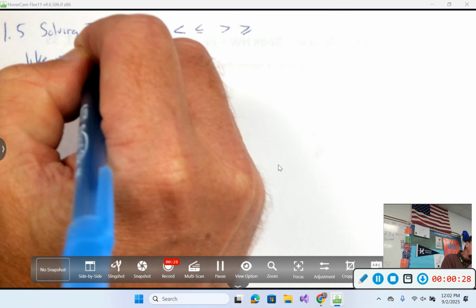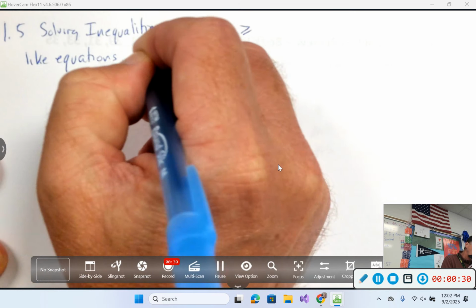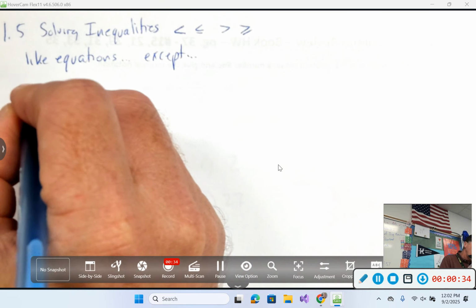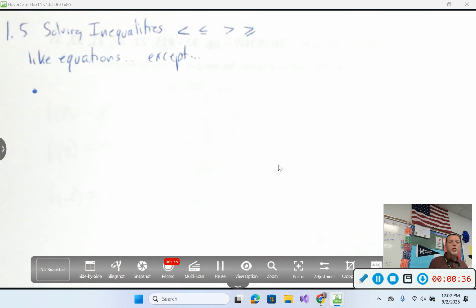It's very much like equations, except there's really only two things we need to say. You've done these before, so you know both of these things. So you tell me, when you're dealing with inequalities, what's one of those rules you have to remember that doesn't apply to equations, but does apply to inequalities? Messam, are you thinking of the rule that I'm thinking of?